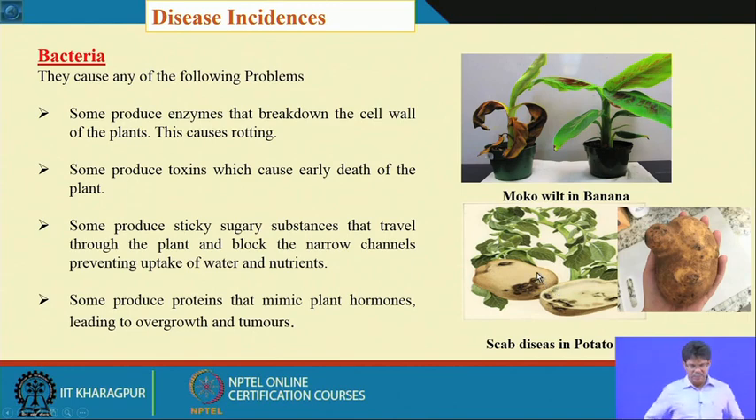So, these are the symptoms due to bacteria. Mainly, bacteria produce either enzymes, toxins, or sticky sugars. They damage and block the cell channels and block the movement of water and nutrients in the plant, and some may produce proteins that cause overgrowth of the crops, which is tumor formation.